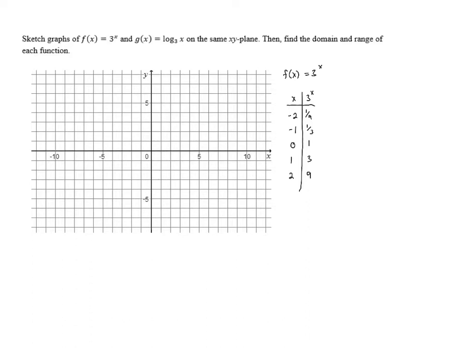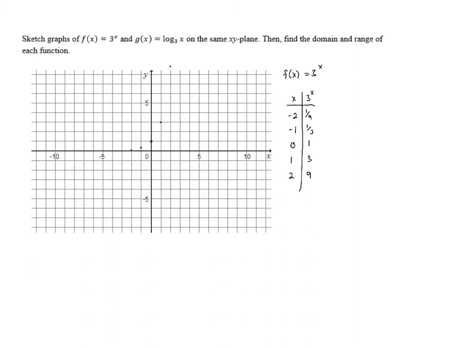So plotting these points, we've got 2, 9, which is just above the part of the xy plane we have, but we can move up one more value from 8 to 9. Then we've got 1, 3, 0, 1, -1, 1/3, and -2, 1/9.